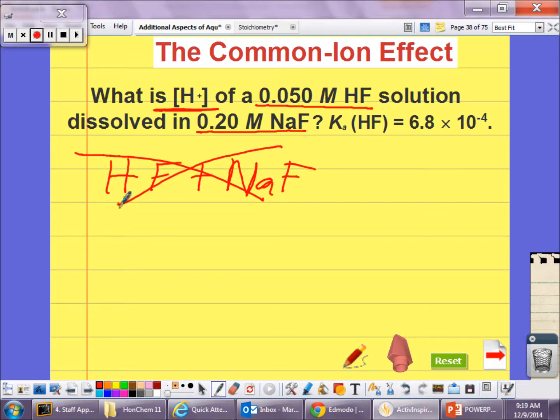Let me tell you how you know what to add those two substances. This is a weak acid. This is a salt. This is a soluble salt. We will end up with F minus. This is a weak acid and its conjugate base. Weak acid and conjugate base, that's what forms a buffer. So you should never ever put the weak acid or the weak base when it's with its conjugate on the same side. So let me reset this.